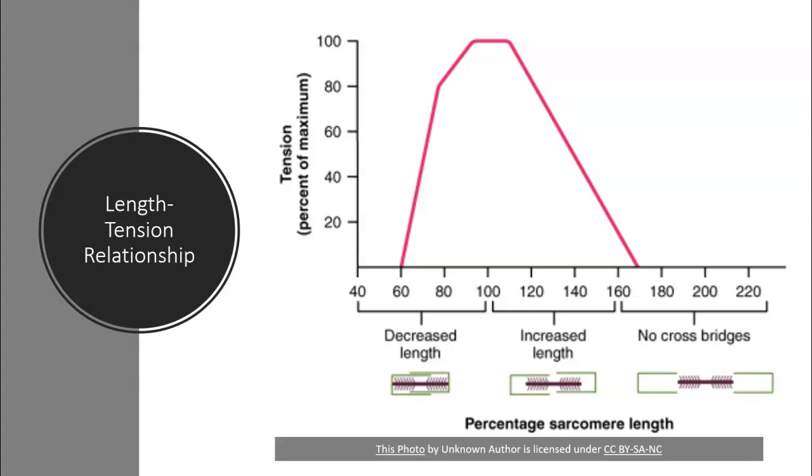If a muscle is stretched to the point where thick and thin filaments do not overlap at all, then obviously no cross bridges can be formed, and no tension is produced in the sarcomere. So this percent of the sarcomere length that is overlapped is going to determine how much tension is produced in the muscle. And you can see on this diagram that sarcomeres produce maximum tension when the thick and thin filament overlap is between about 80 to 120%. Anything less will reduce tension, anything more will reduce tension.